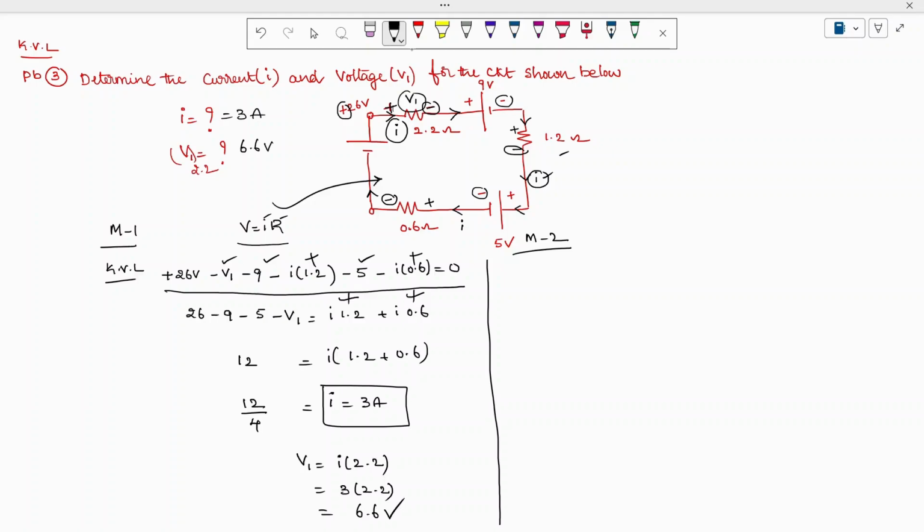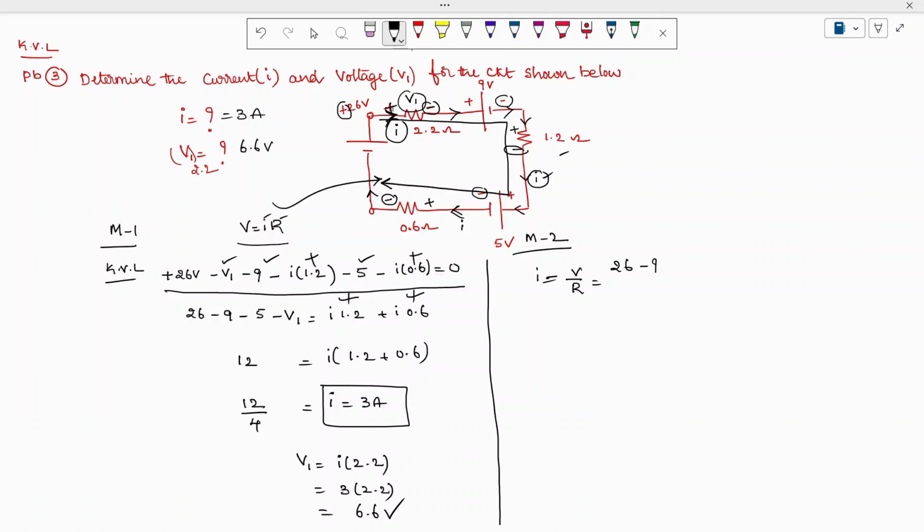The second method is very simple. Here also I want to find the current. Current is flowing in this direction, from this point to this point. I can write current I is equal to V by R. What are the voltages? 26 volts. Current is leaving, what is the polarity of the voltage? Minus 9.